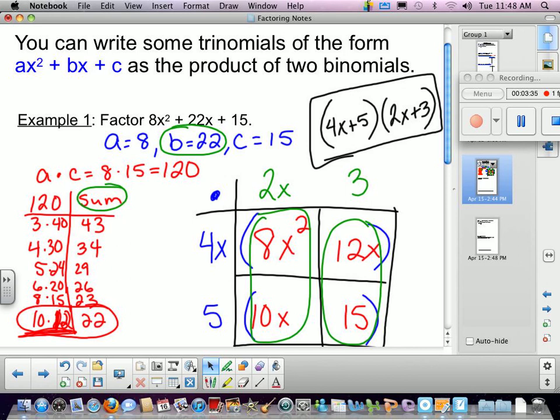I can check that by using the FOIL method. If I do that real quick, 4x times 2x gives me 8x squared. 4x times 3 is 12x, plus 5 times 2x is 10x, so 10x plus 12x is 22x. And then the 5 times 3, the last term, does give me 15.